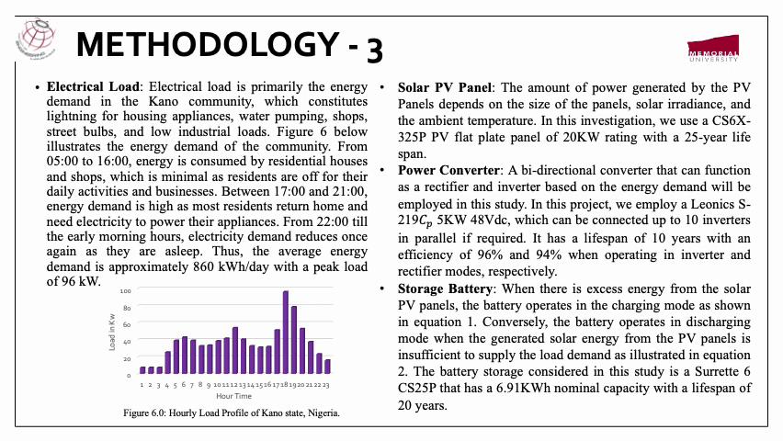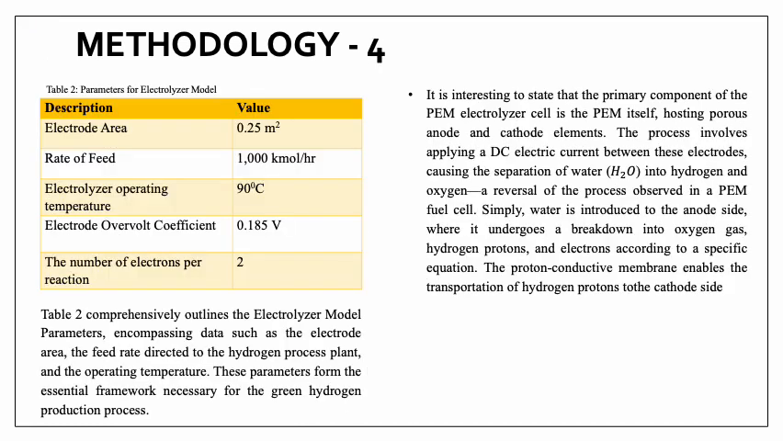The next component is the battery, which will serve as a buffer in the sense that it will store excess energy from our solar panel, and we will also be able to supply the load to the community and also to our hydrogen plant. We also need to look at the electrolyzer itself, which is the component that is going to generate hydrogen.